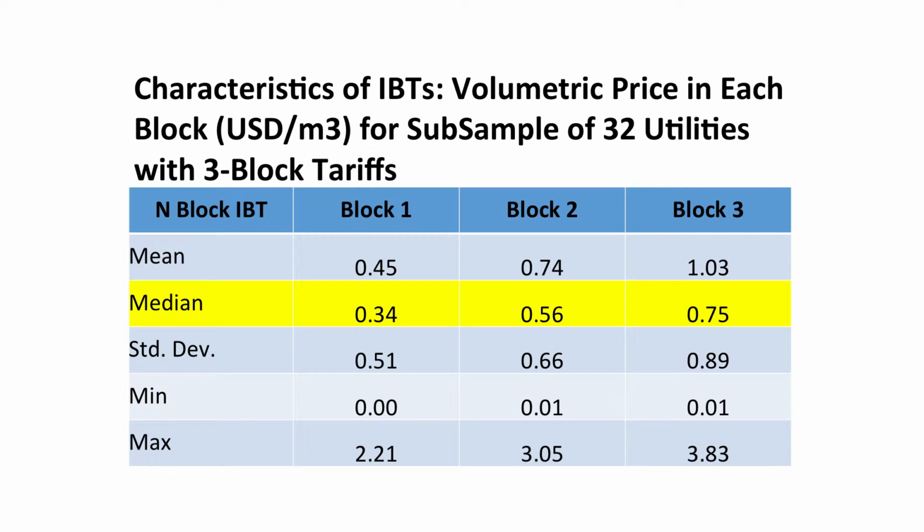This slide focuses just on the 32 utilities with 3-block IBTs and looks at the volumetric prices in the 3 blocks. Let's look at the median prices charged. The median price in the first block is 34 US cents per cubic meter. By design, this will be far below the average cost of services, providing a subsidy to all households for the water purchased in this first block. But note that the prices in the second and third blocks do not increase very much. Even in the third, the highest price block, the median price is 75 US cents per cubic meter. This is still below the average cost of service in many utilities, which means that the utilities will require continual subsidies.